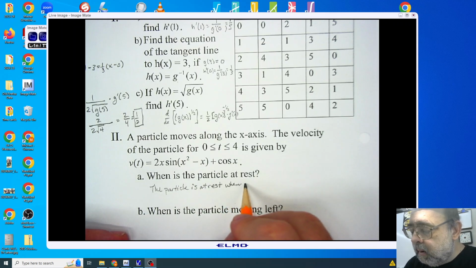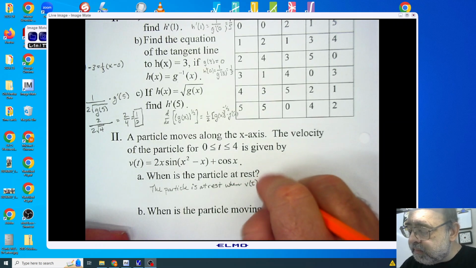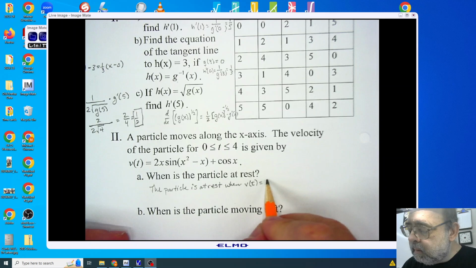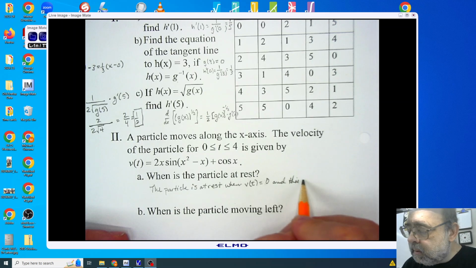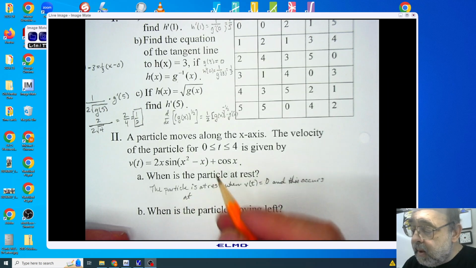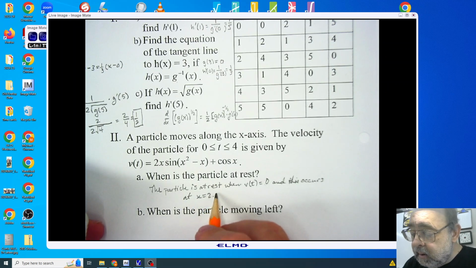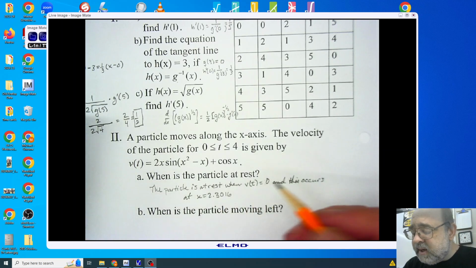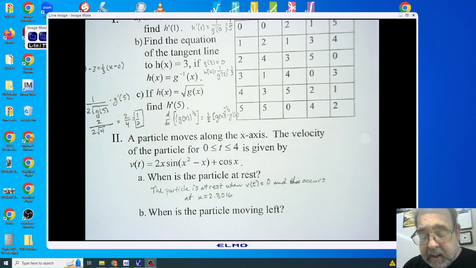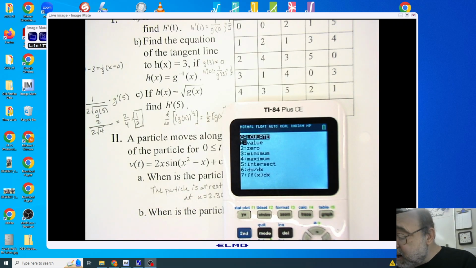So the particle is at rest when v of t equals 0, excuse me, and this occurs at, and then I'm going to put my x values. X equals 2.3016. You'll notice I went to the 4th decimal place and truncated. I'm now going to find my second 0.